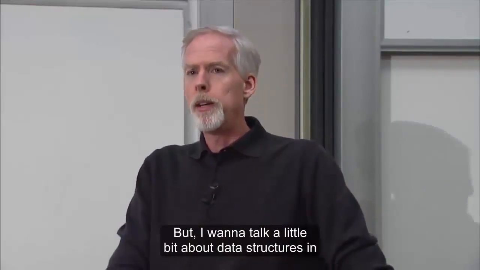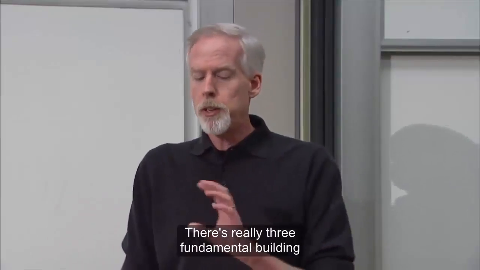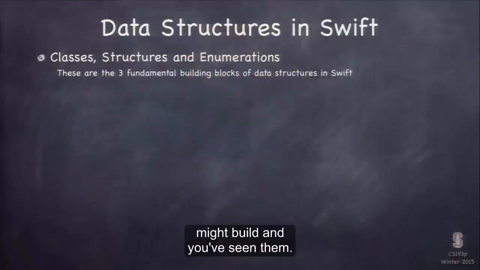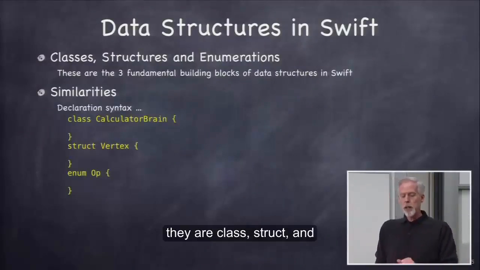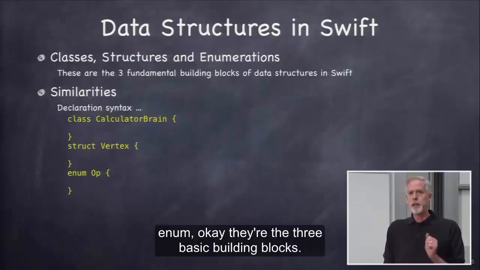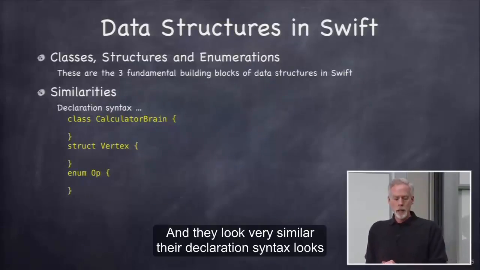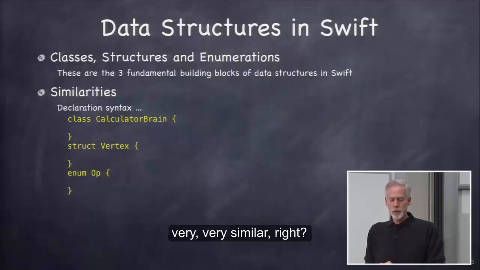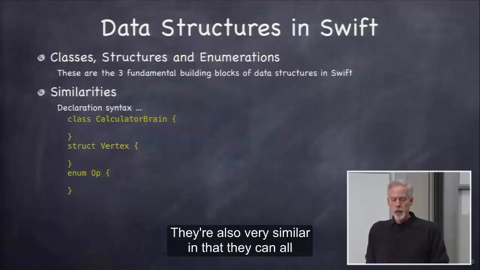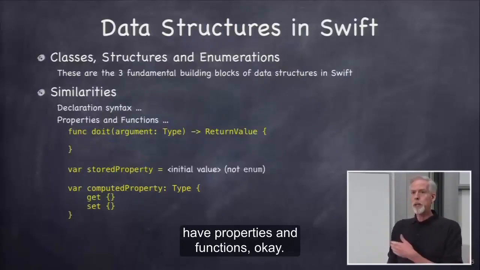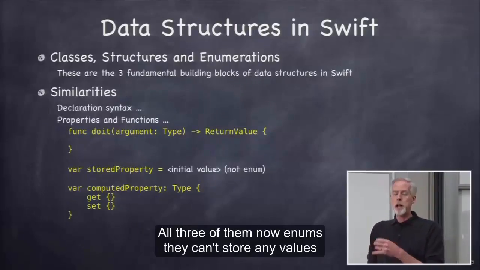But I want to talk a little bit about data structures in Swift in general. Okay? There's really three fundamental building blocks for your data structures that you might build, and you've seen two of the three of them in detail, but they are class, struct, and enum. Okay, they're the three basic building blocks. And they look very similar. Their declaration syntax looks very, very similar, right? The only difference is whether it's class, struct, or enum, but otherwise it looks the same. They're also very similar in that they can all have properties and functions. Okay, all three of them. Now enums, their properties can't store any values.